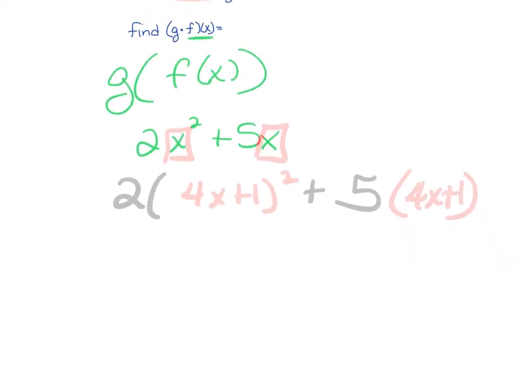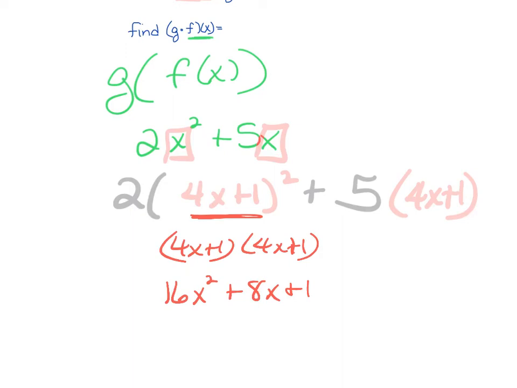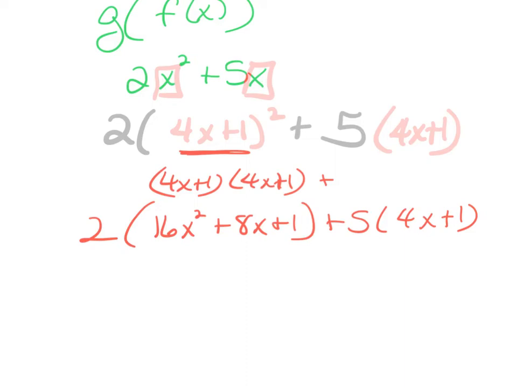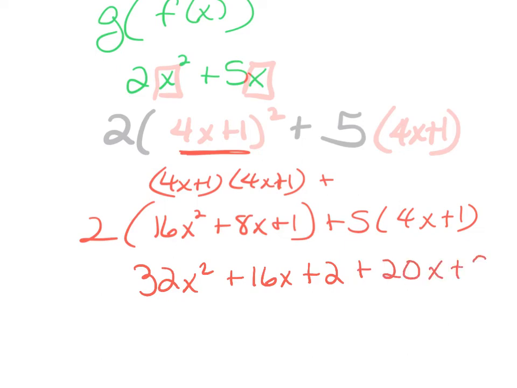Now I need to follow order of operations here. Do not make the same mistakes that people made at the beginning of the school year. Remember that this 4x plus 1 squared really means 4x plus 1 times 4x plus 1. So you need to FOIL this first and get 16x squared plus 8x plus 1. Still have the 2 to distribute. Over here, I still have this, which also needs to be distributed. So this becomes 32x squared plus 16x plus 2 plus 20x plus 5.